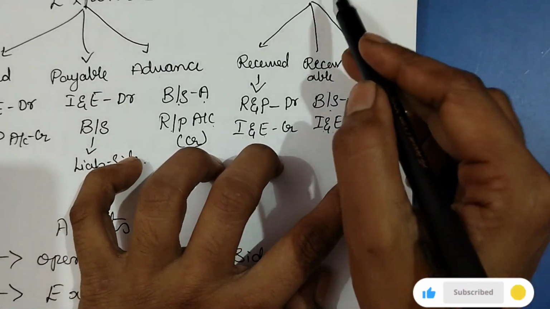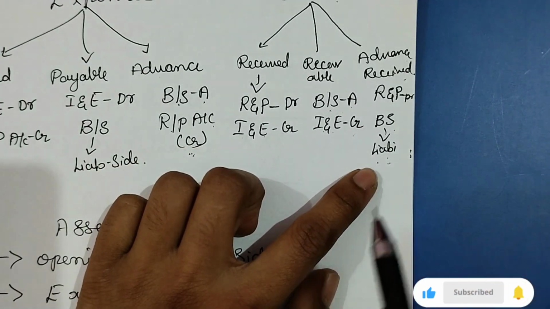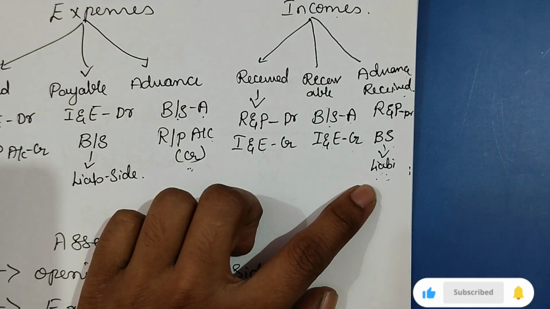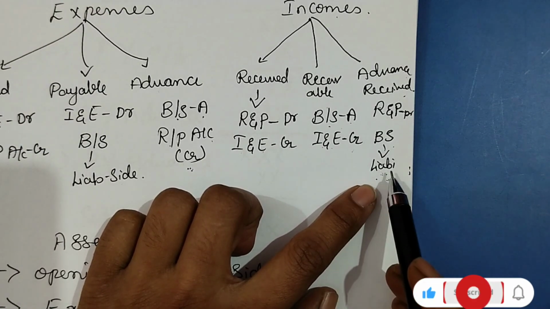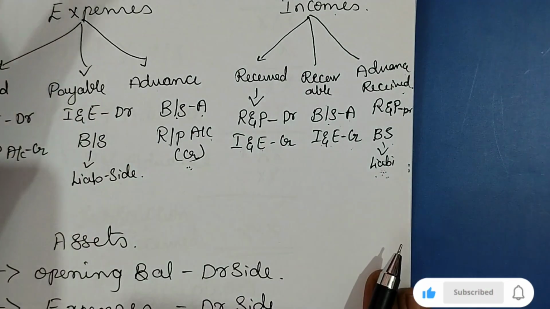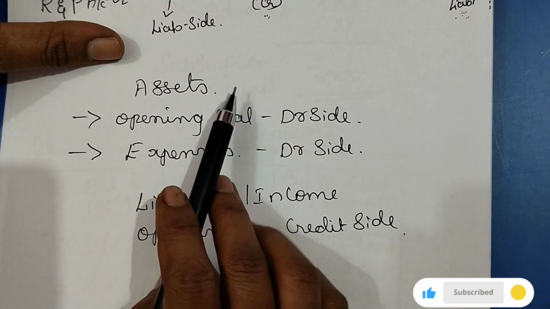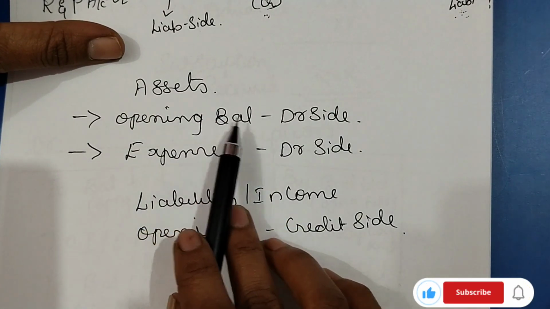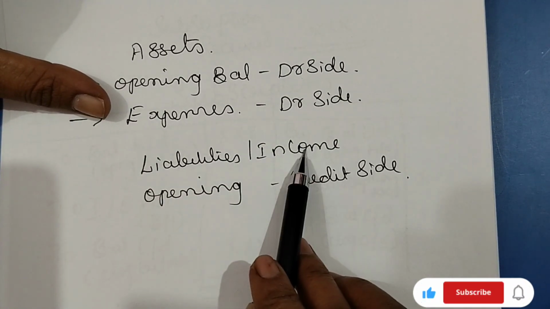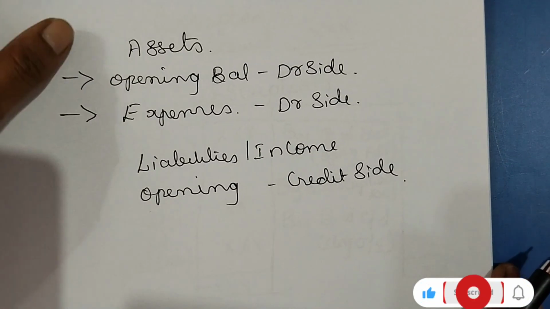Why is an income we received in advance recorded under the liability side? Because you have not provided the services for the amount which you have received already. So that's why you need to record it under the liability side. It is like an outstanding. Then, for all the assets and expenses, we always record the opening balance on the debit side, and for all the liabilities and incomes, we record the opening balance on the credit side.